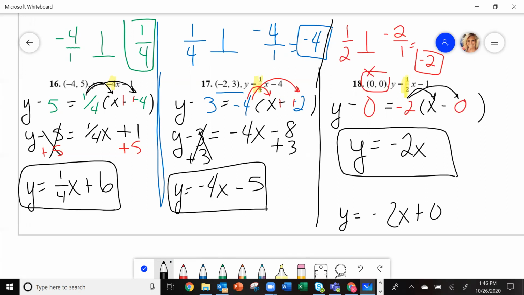Okay, so this was the work over parallel and perpendicular lines. So hopefully this has helped.